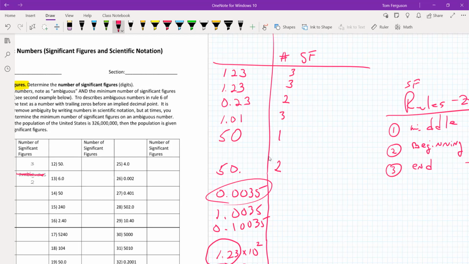All right. How about 0.00035? Four. Two. Okay. We're going to go over that. The issues are zeros, and it depends on where the zeros are.